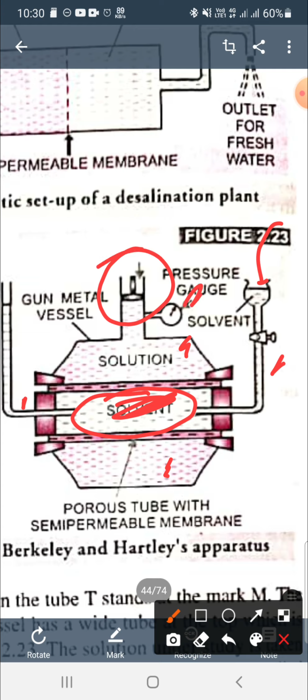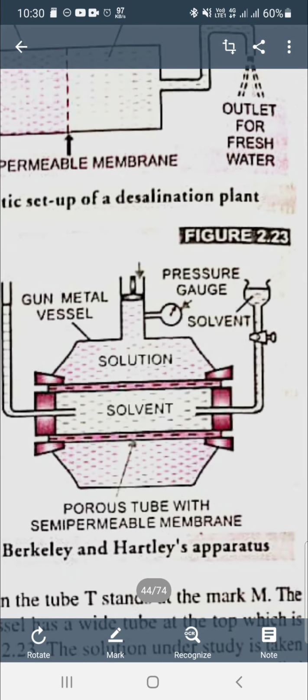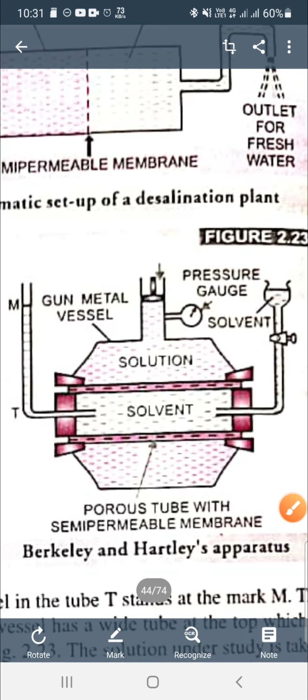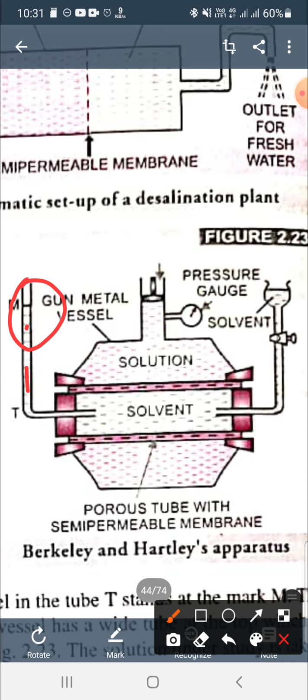So what can we do in this particular apparatus? Solvent is there, and the solution whose osmotic pressure we want to calculate is there. Whenever this is set up as it is, osmosis starts. The solvent molecules start going into the solution due to osmosis, and you can see the level of solvent at M starts going downwards, because solvent molecules are adding into the solution, so the level falls down.